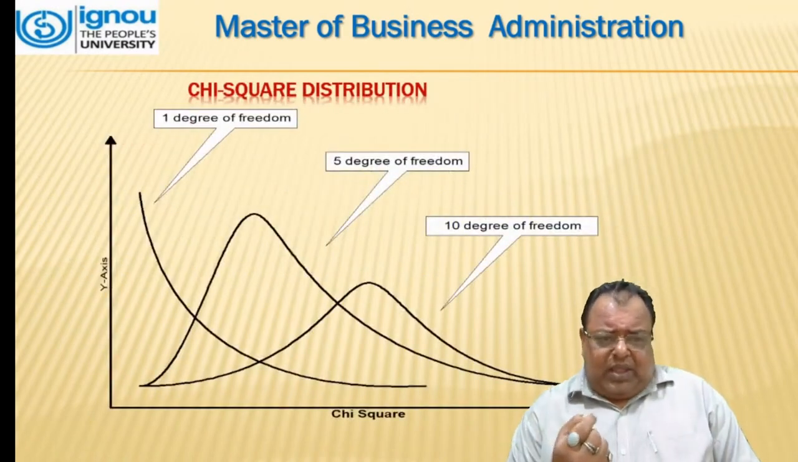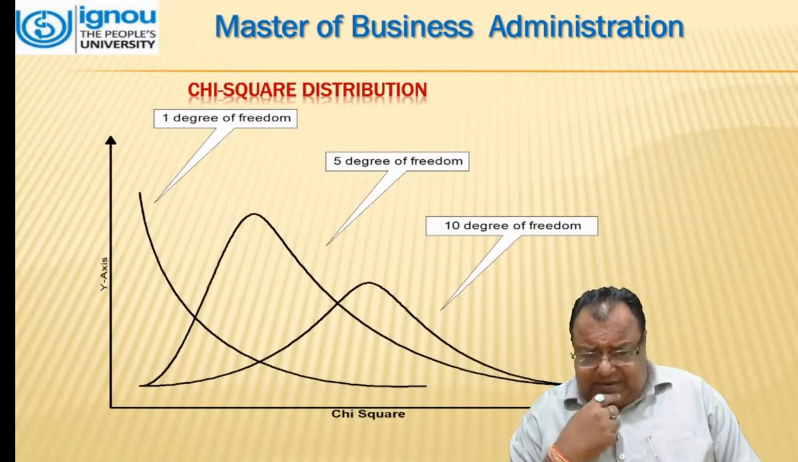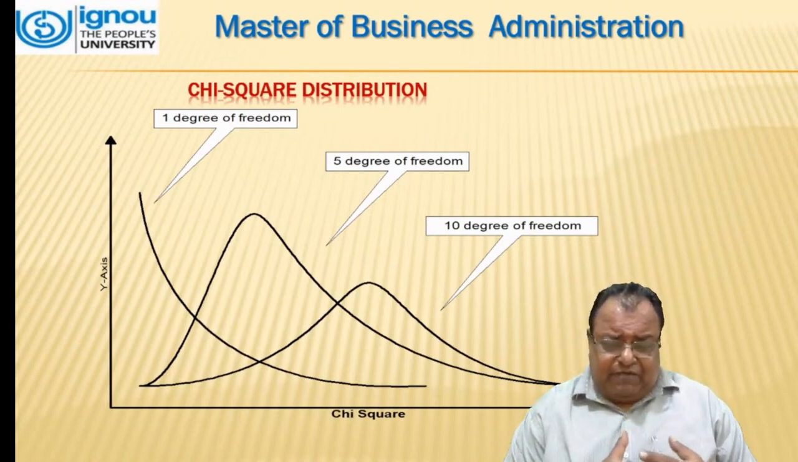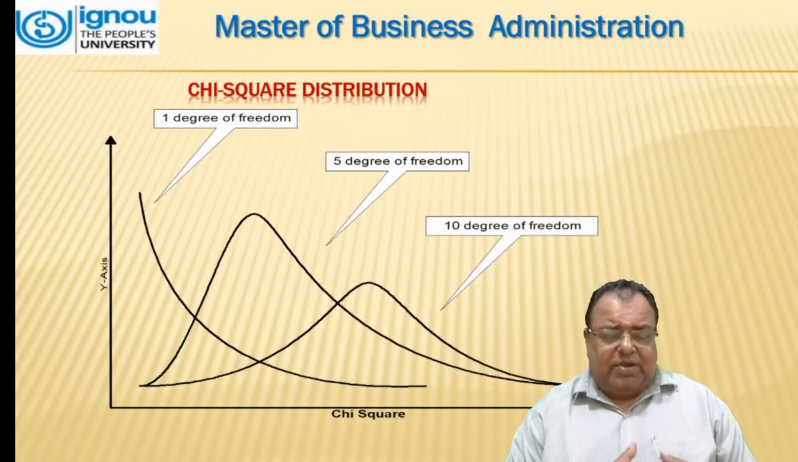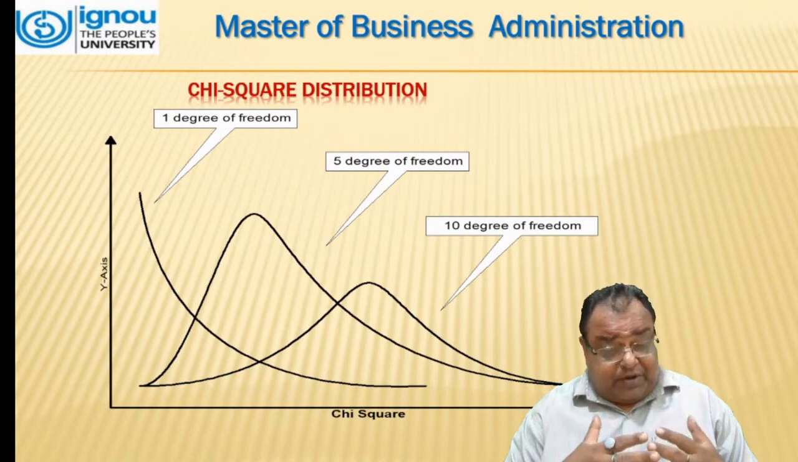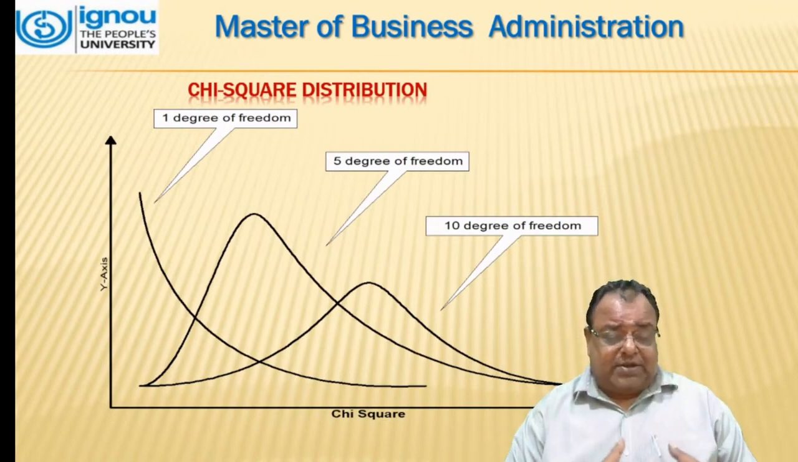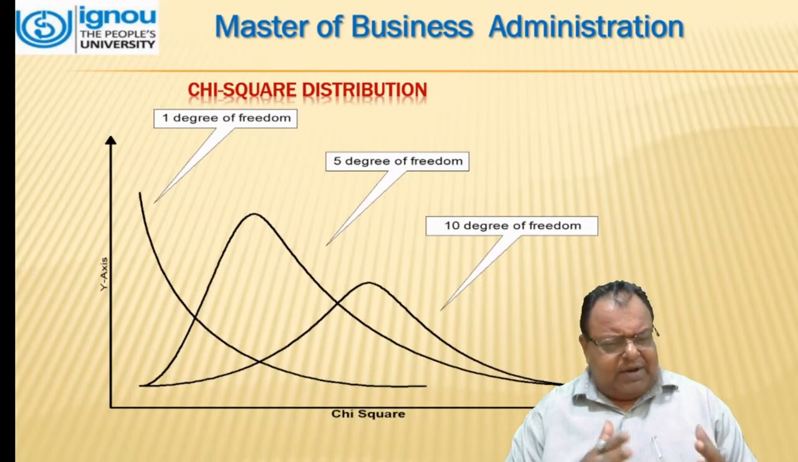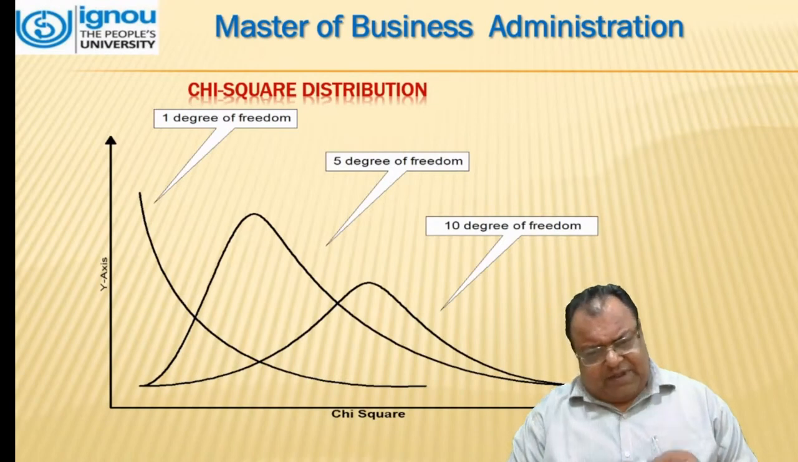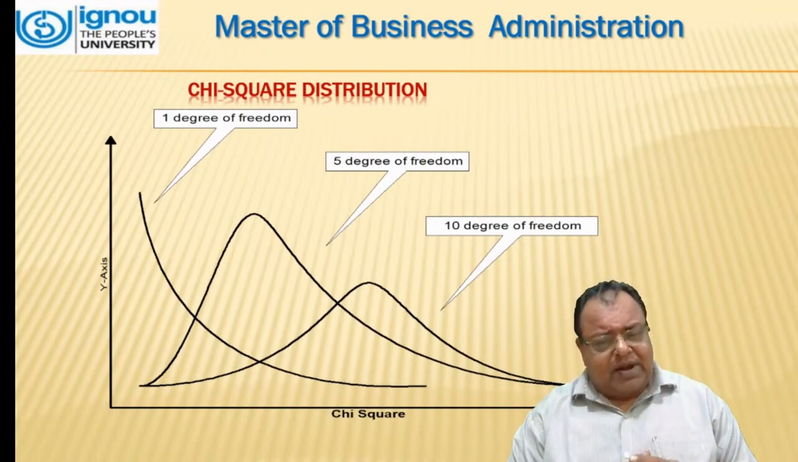Now, if 1 degree of freedom is there, you see a graph which is coming down. If the degrees of freedom are increased, you can see it is becoming bell shaped. And if the degrees of freedom are too large, we can see that it is becoming symmetrical, or equivalent to a Z graph, that means the normal condition.